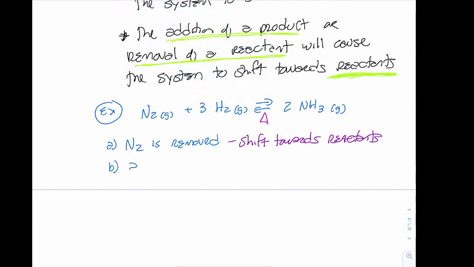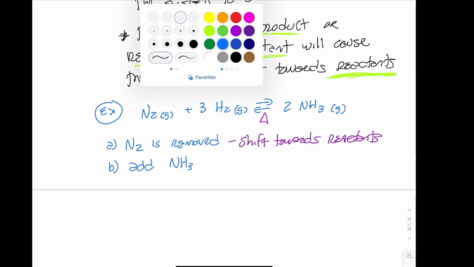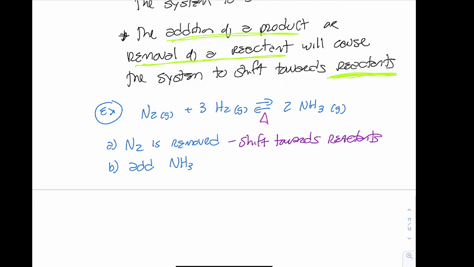Let's say we add ammonia. If you want to think of that keeping-it-balanced analogy, if I'm adding, this side just got too heavy, so that side went down. I need to lighten up that side or make the other side heavier, however we want to do it. But we're going to have to shift in this direction. Again, you can also think about it as having to undo what we did. If we have too much product, we need less product. So shift towards reactants.